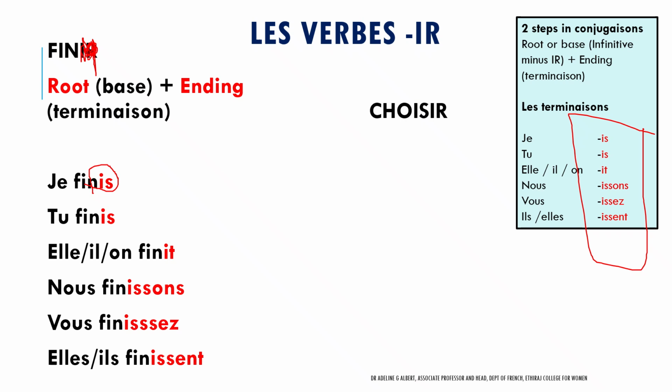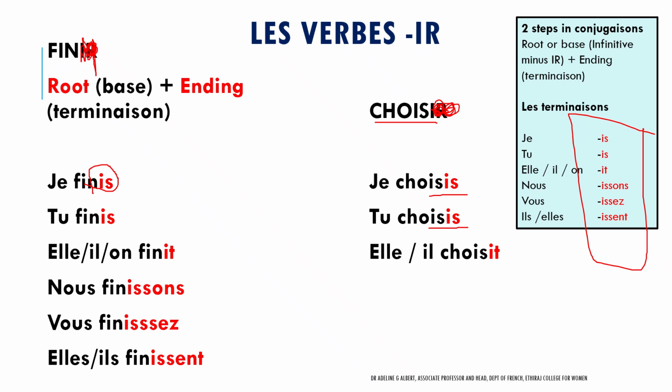Choisir, which means to choose. Same thing. Remove the IR. If you remove the IR, you have your base, CHOIS. Now this confuses many people because the ending has an IS and the base has an IS. This is not the verb. This is my base. To this base, I add IS. So je and tu will have two IS's. Je choisis, tu choisis. Alright? Il, elle choisit. IS, IT.